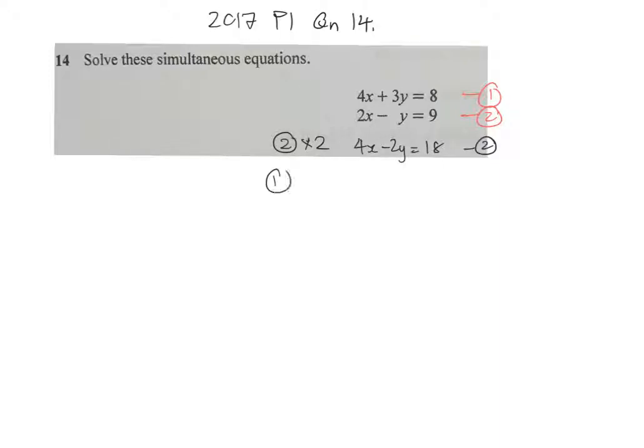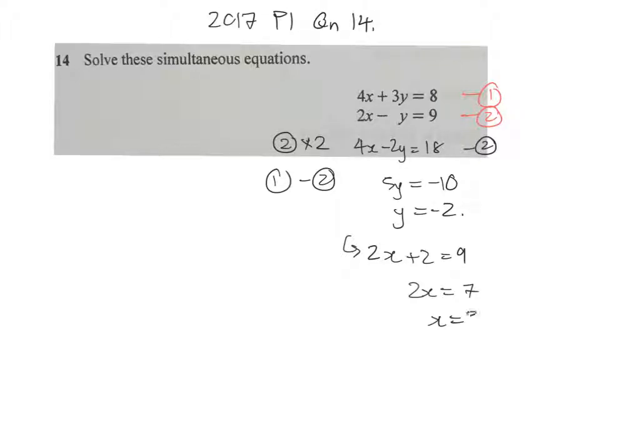Then I will subtract to get 5y equals minus 10. So y is negative 2. And substituting back, x is, okay, I don't do so fast. 2x plus 2 equals 9. X is 3.5.